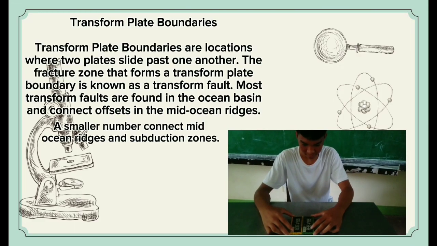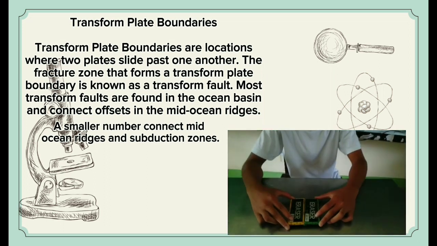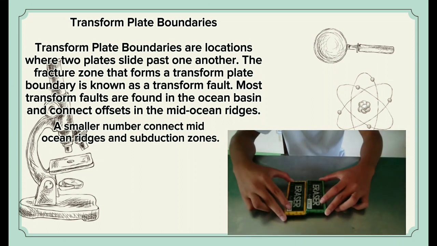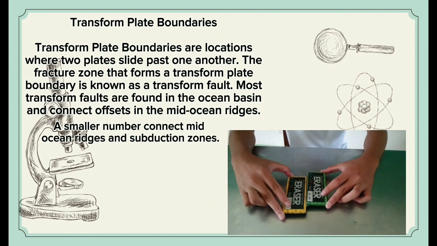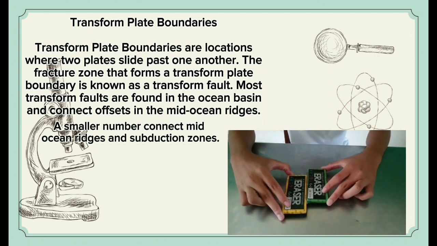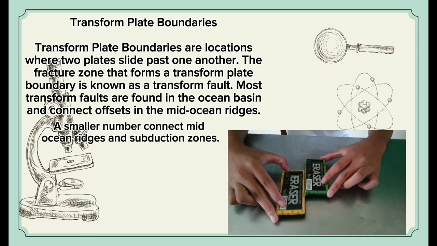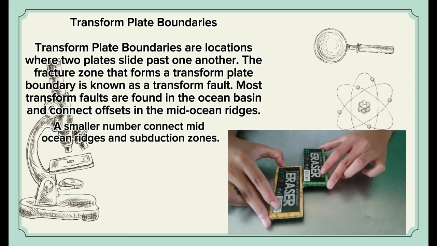The third type of plate boundary is transform plate boundary. Transform plate boundaries are locations where two plates slide past one another. The fracture zone that forms a transform plate boundary is known as a transform fault. Most transform faults are found in the ocean basin and connect offsets in the mid-ocean ridge.